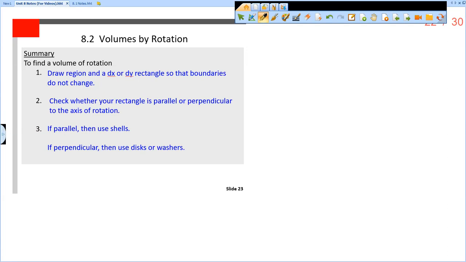All right, this is the video for section 8.2 notes, slides 23 and 24. Basically, when we get down to it, we need to make sure we understand how to find a volume by rotation, no matter what we're given.